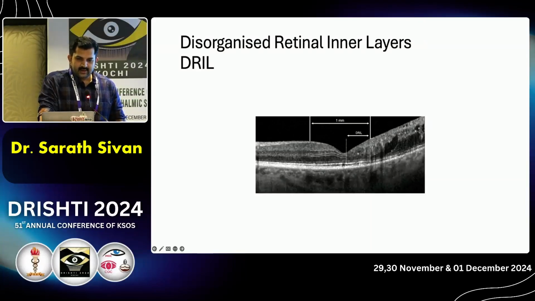Disorganization of retinal inner layers, or DRIL, is a negative biomarker for visual prognosis. This indicates that there is macular ischemia. In OCT, DRIL can be identified when there is no clear demarcation between the retinal layers. The presence of DRIL indicates a poor visual prognosis to the treatment.